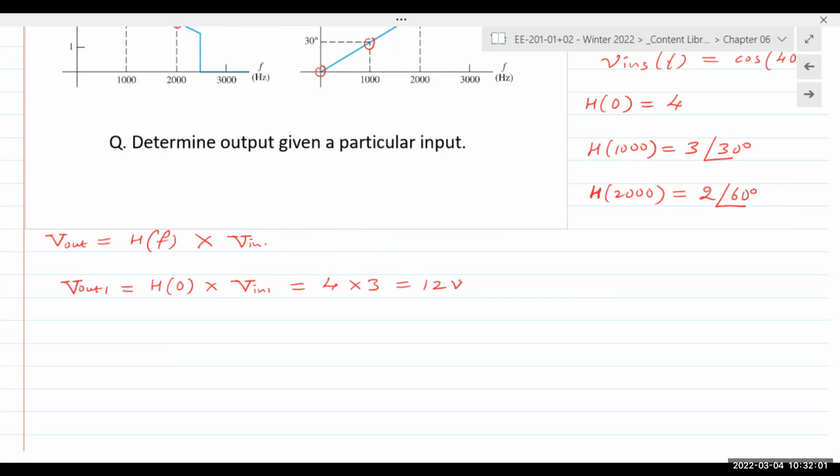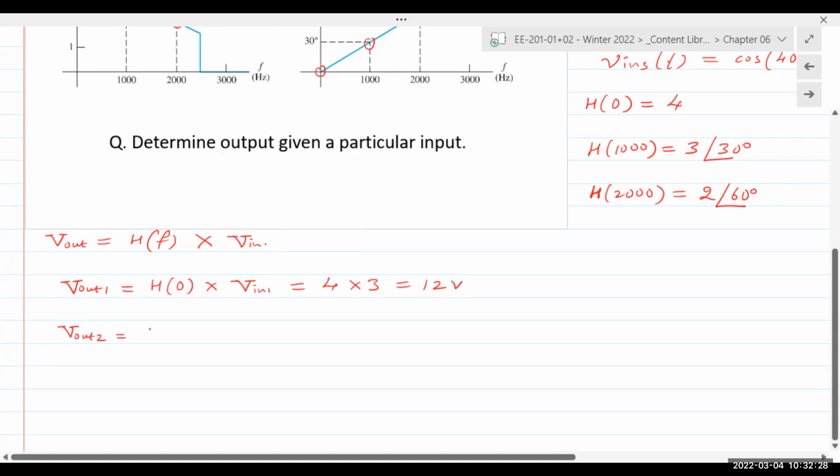The circuit is amplifying the input signal if the input signal frequency is at 0 hertz, right? The incoming input signal was 3 volts. The output is now 12 volts. It's amplifying. Then V out 2 and V out 3, we'll do the same.